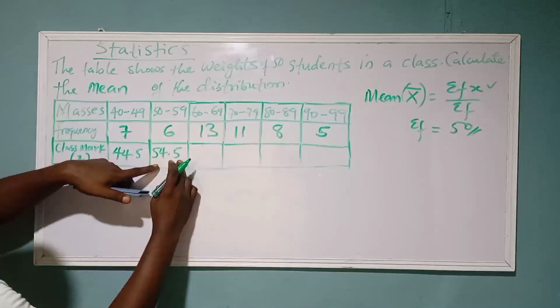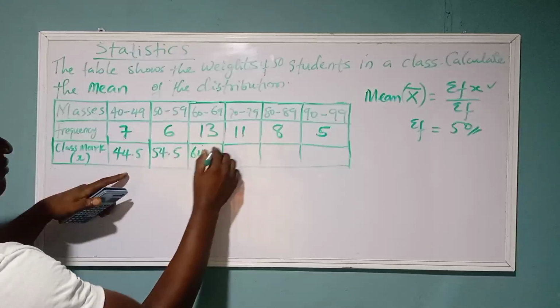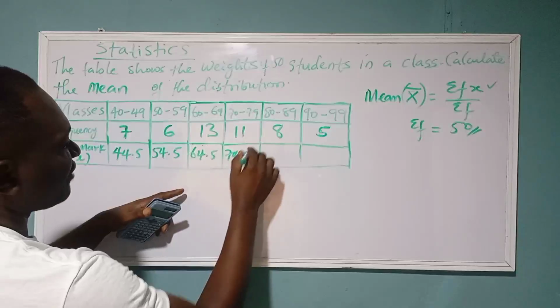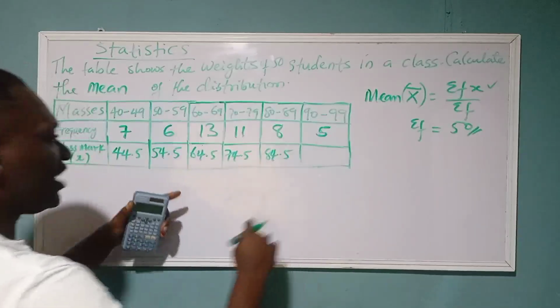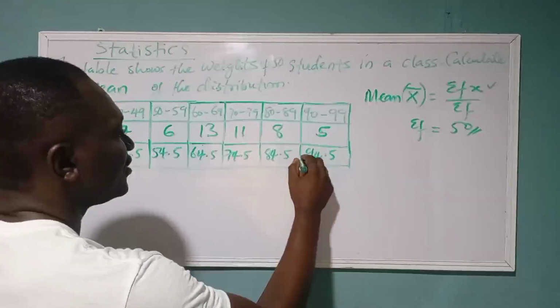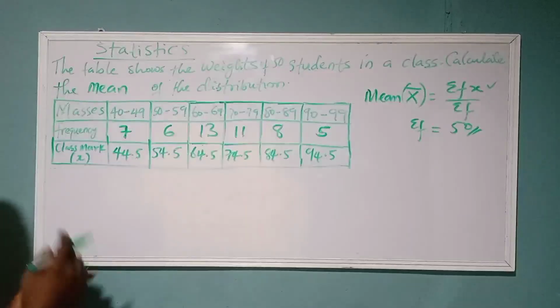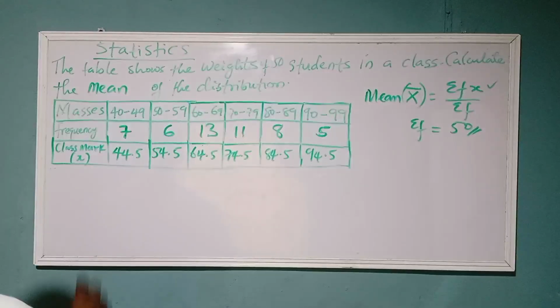44.5 plus 10, 54.5. Plus another 10, that gives us 64.5. When you add 10 to this, that gives us 74.5. When you add 10 to this, that gives us 84.5. When you add 10 to this, that gives us 94.5. So for a quick way to solve this, you just work it this way instead of clicking the calculator and waiting for your answers. All right, so that is the value of x.